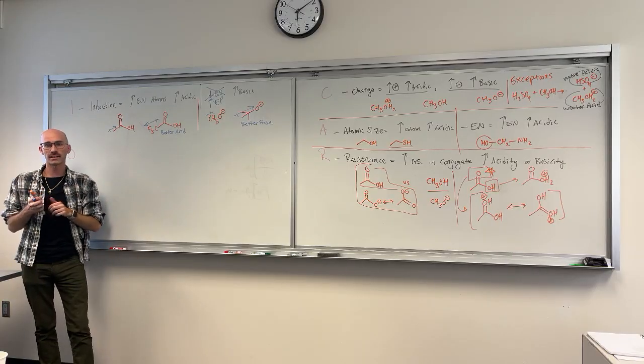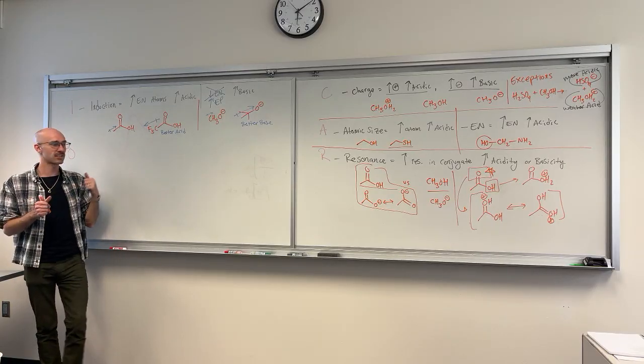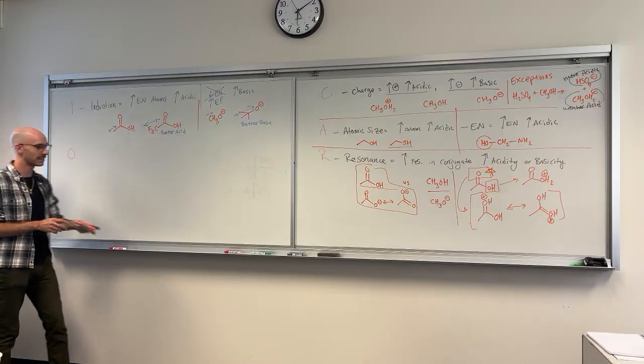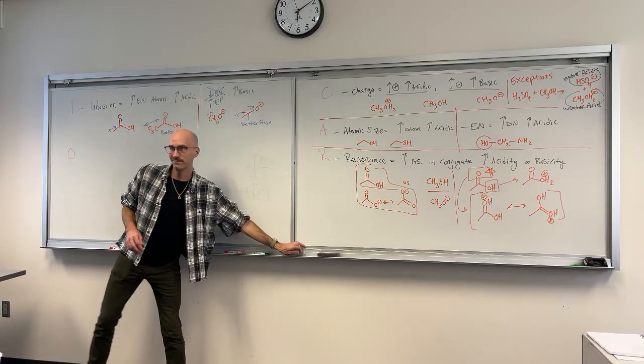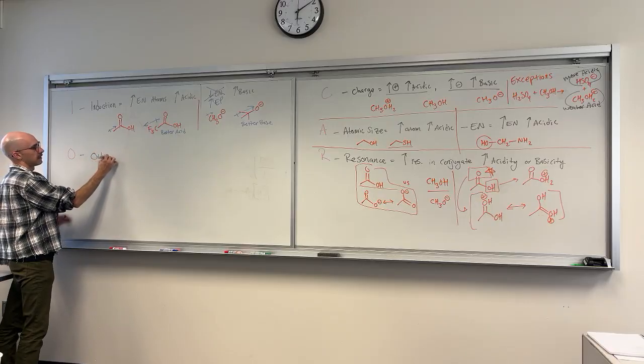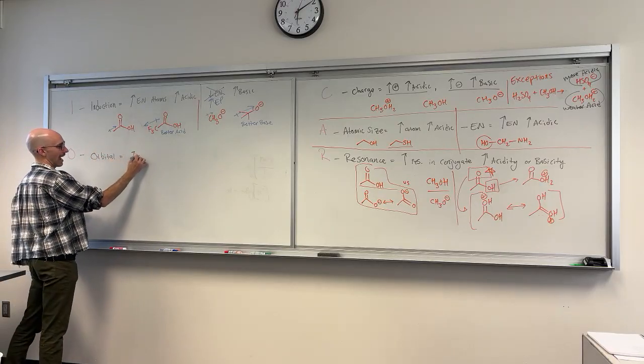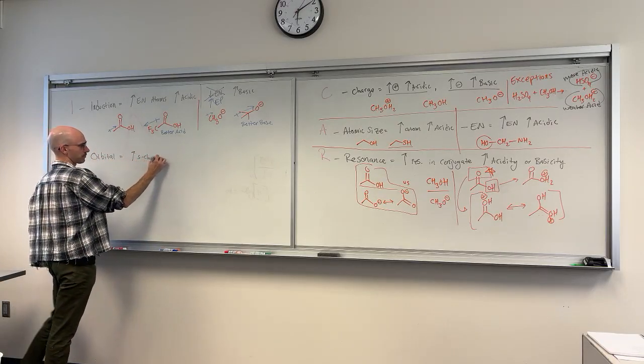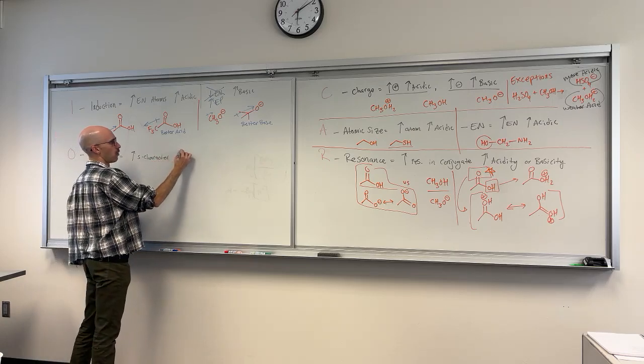All right, we've got one last concept, and I'll give you guys a quick break. That is orbital, and this is probably the easiest one because really, we're only going to apply it to carbon. The idea is more S character, more acidic.